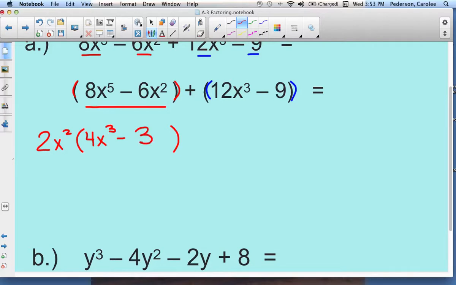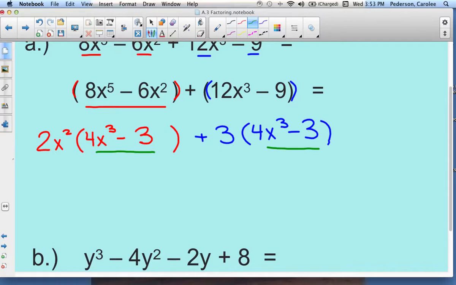Now let's come over to the blue parentheses. Again, I want to take out the GCF, so I'm going to divide both terms by 3. What I'm left with when I divide both terms by 3 is 4x cubed minus 3. What will happen every time, if you've done this correctly, is these 2 parentheses will be exactly the same, which they are. This is our new GCF.